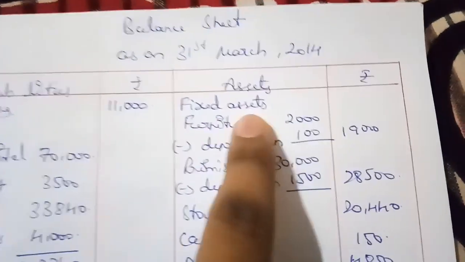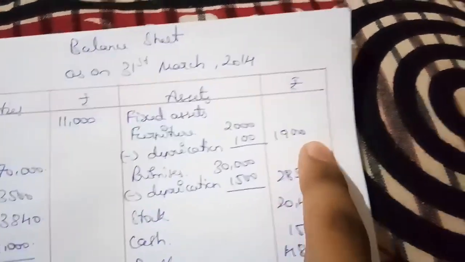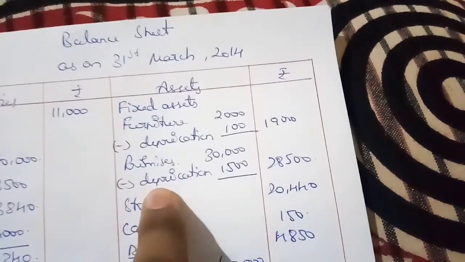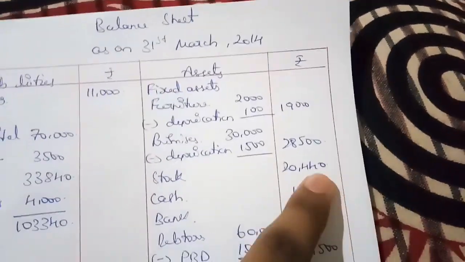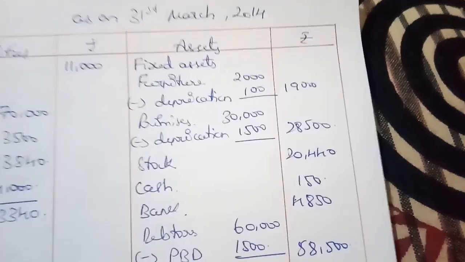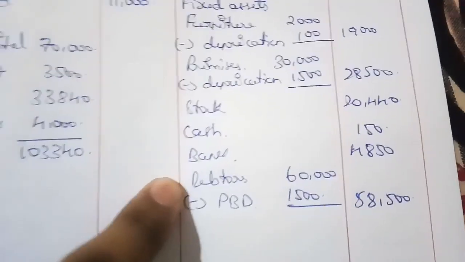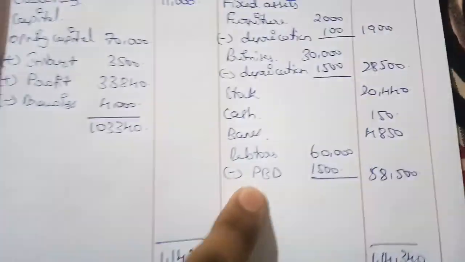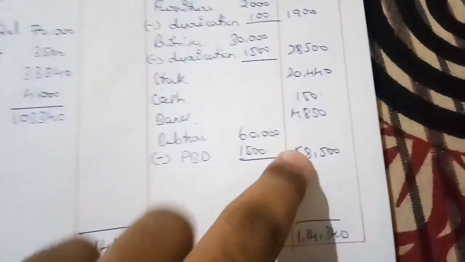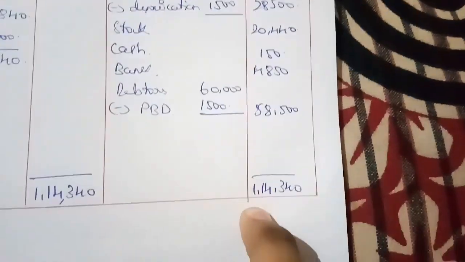The total value here is 1,14,340. And here also fixed assets: furniture, depreciation, premises, depreciation, stock, same closing balance, cash and bank. Why did this come? Because in the question only we have mentioned 2014. So both are taken here. Cash and bank. For debtors also we have a provision of 1,500. So this is our answer.